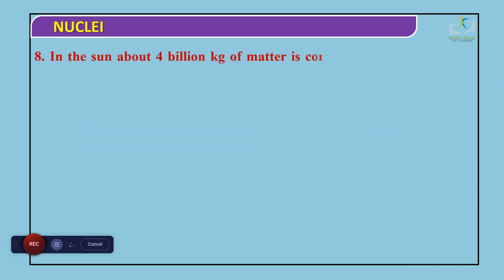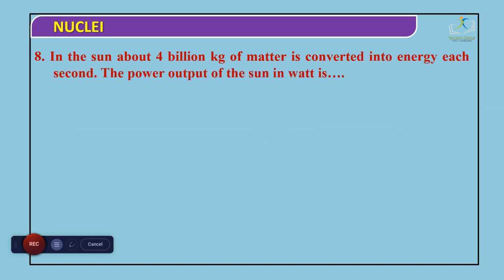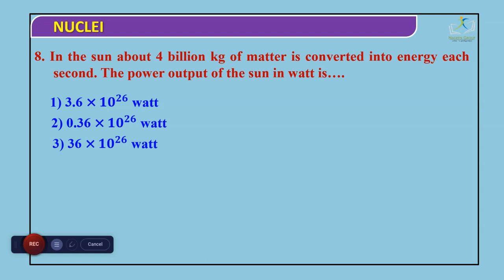Next question, we have in the sun about 4 billion kg of matter is converted into energy each second. The power output of the sun in watt is 3.6 10 to the power 26 watt, 0.36 10 to the power 26 watt, 36 10 to the power 26 watt, 0.026 10 to the power 26 watt.